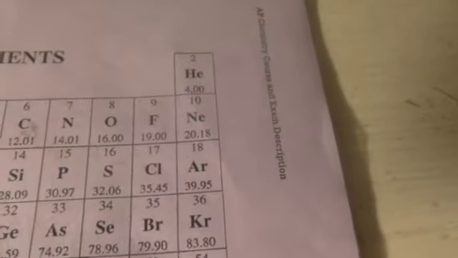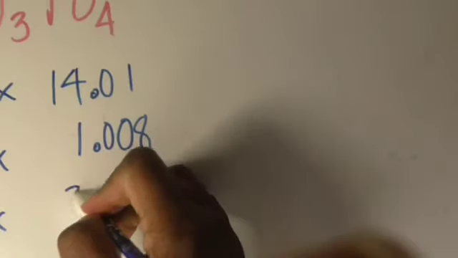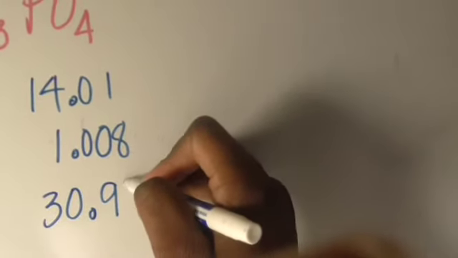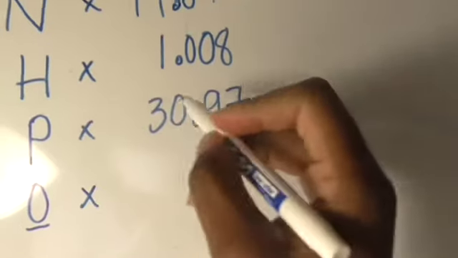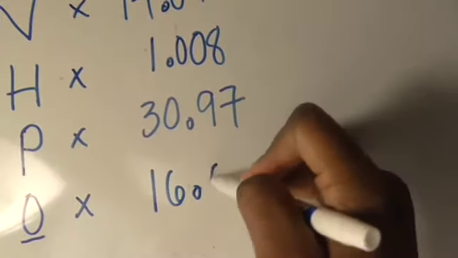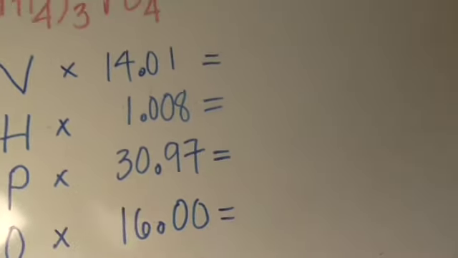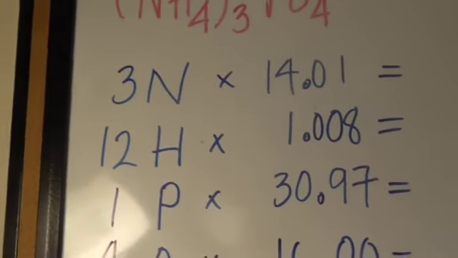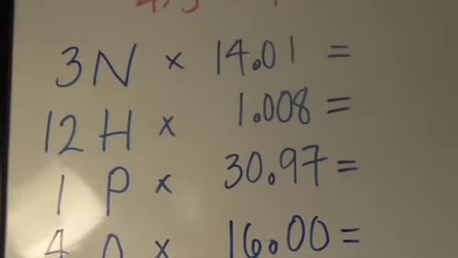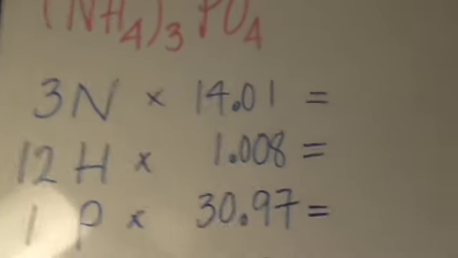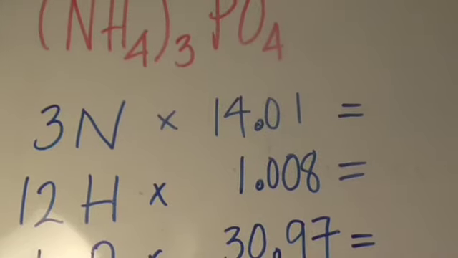And then phosphorus. If I look carefully there, it's 30.97. And then for oxygen, it's 16. Then we're going to multiply all of these out with our calculator and add them up. You definitely want to do this step by step. You do not want to get into the habit of putting it all in your calculator in one step, because then if you make any mistakes, it'll mess up your whole calculation.